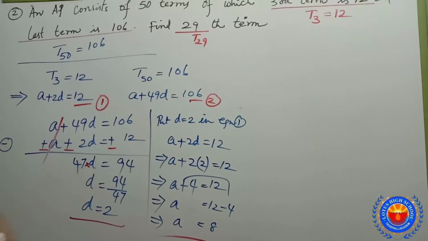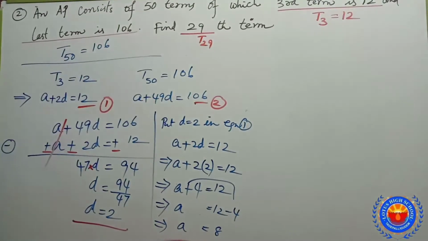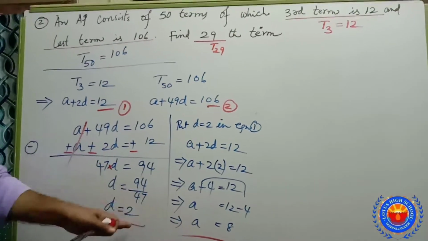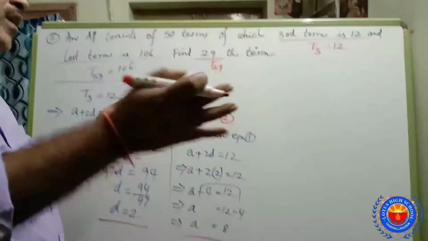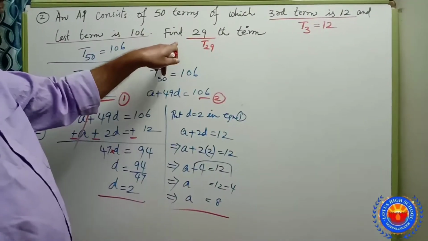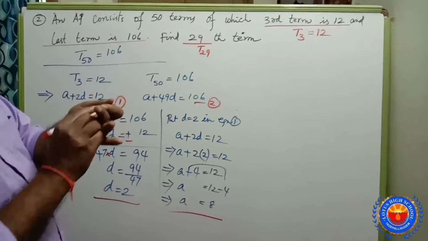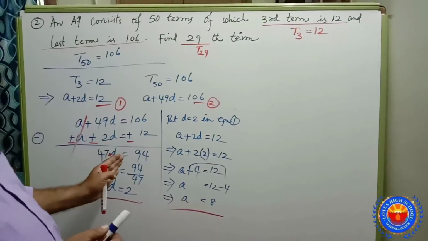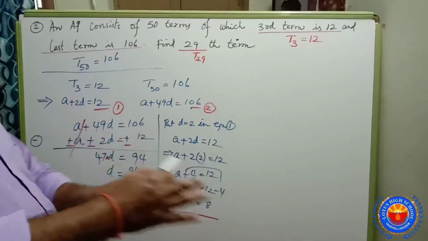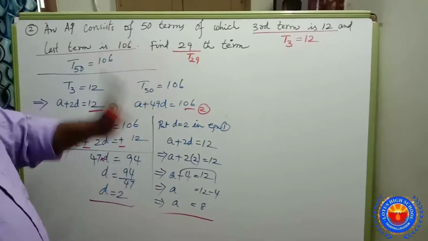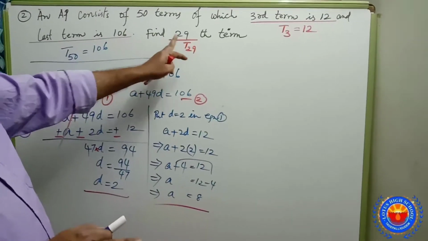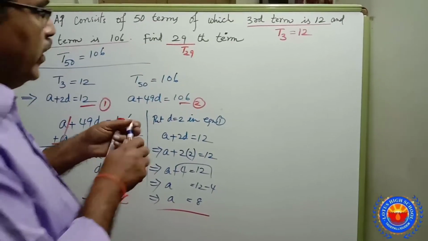So I can write the AP also. If they are asking, we can write the AP also. From this, by using A and D, if anybody is asking, we can write 3 terms of that AP also, but they are not asking that. They are asking to find the 29th term. Sometimes they may ask to find the AP, find the first 3 terms or first 5 terms of an AP. They may ask like this, but in this case they did not ask. Only the 29th term.